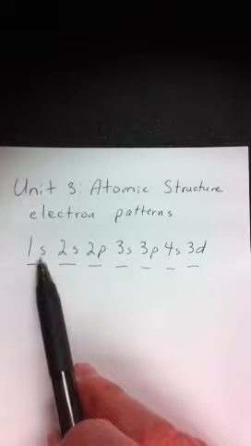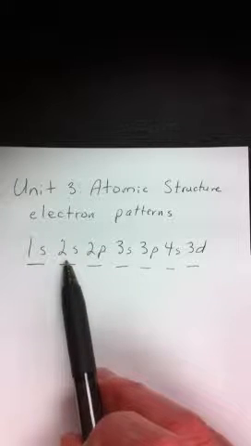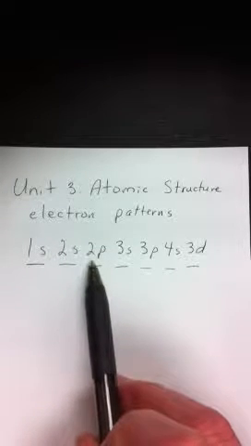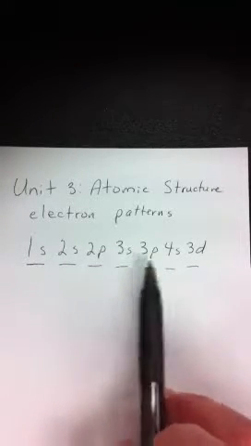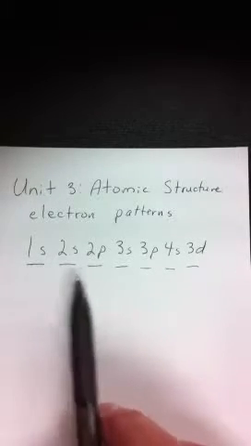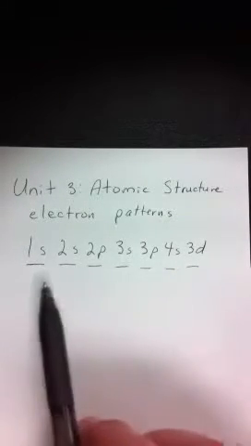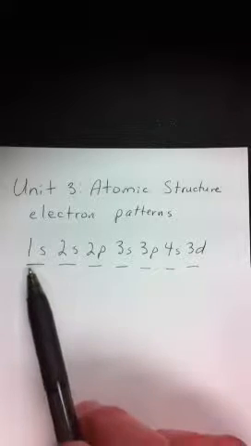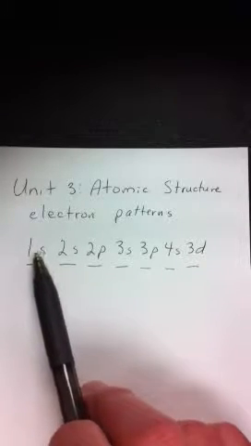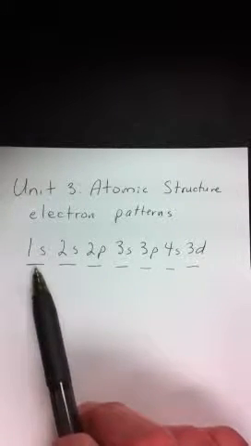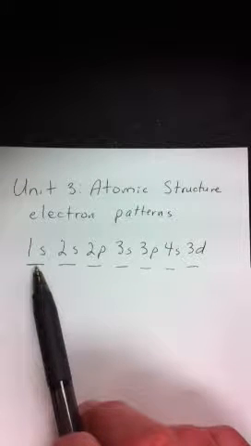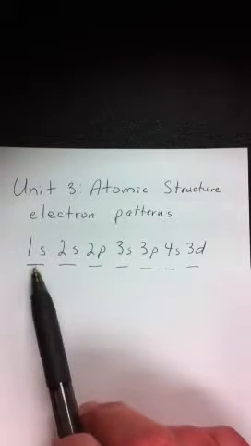The first floor has an S room. The second floor has an S room. Also, the second floor has a P room, and so on and so forth. And again, you don't have to know how we got this. You don't have to memorize it. You just have to know that each one of these numbers and letters together represents an area within an atom where we probably find an electron.